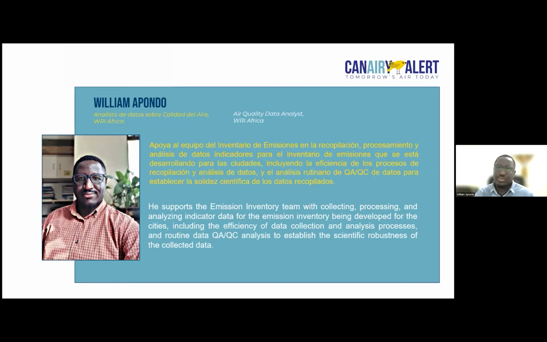From WRI, of course, while we are developing this, we're also gaining from the capacity building, because as the first emission inventory is being developed, we are also gaining much in terms of how we're developing the methodology. We're building local knowledge and skills in data collection, analysis, and the monitoring aspect. So this is also very critical.